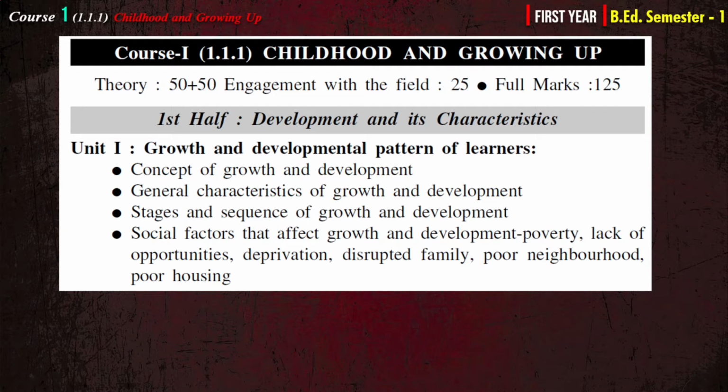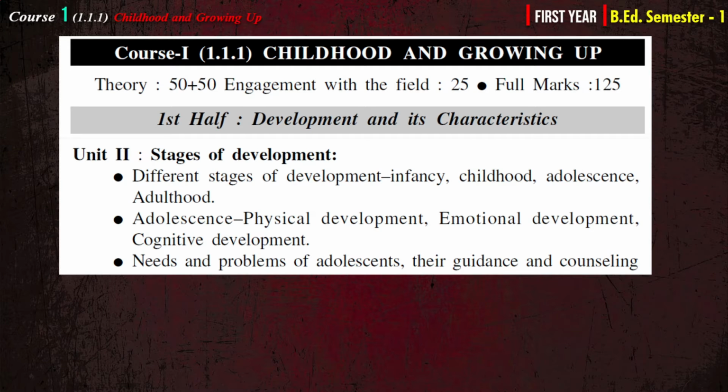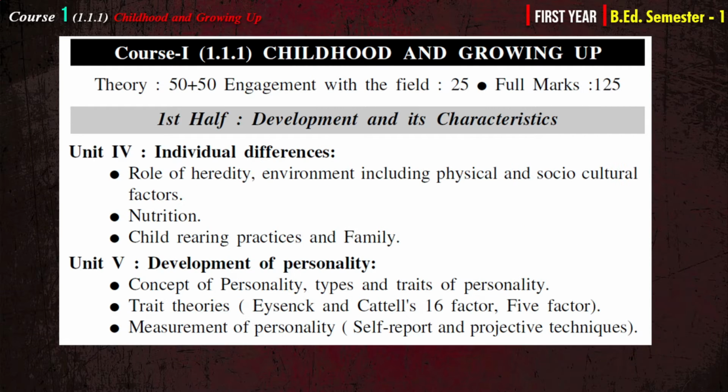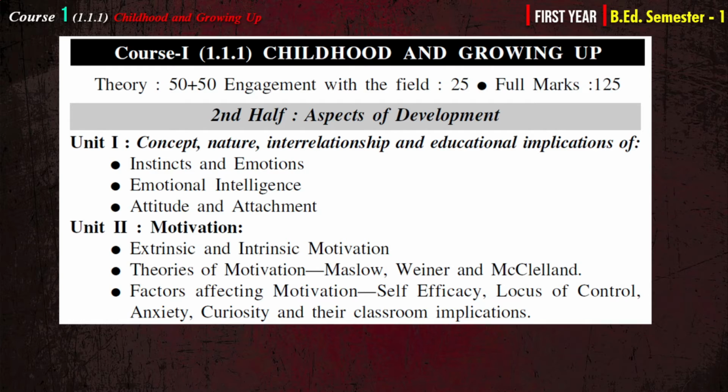First half is development and its characteristics. In Unit 1, you have to read growth and developmental pattern of learners. In Unit 2, you have to read stages of development. Unit 3 is different types of development, that is cognitive development, psychosexual development, psychosocial development, moral or pro-social development, development of self-concept and personal identity, etc. Unit 4 is individual differences and Unit 5 is development of personality, concept of personality, type, traits of personality, trait theories, etc.